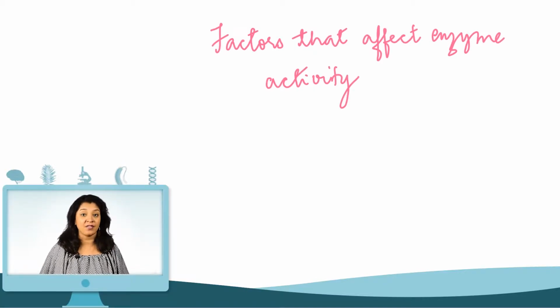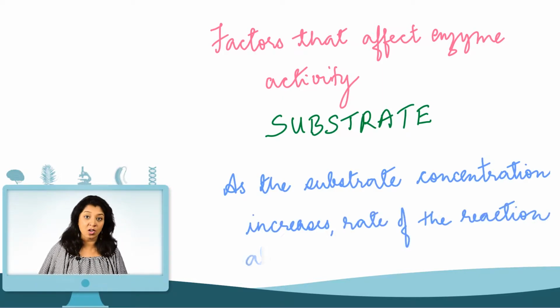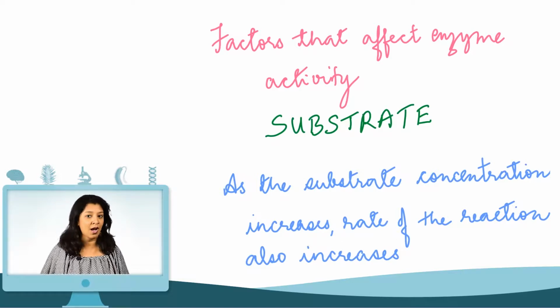One of the factors that affect enzyme activity is the substrate concentration. When the substrate concentration is low, then the rate of the reaction is very slow. But as the substrate concentration increases, the rate of the reaction also increases and the products are formed at a much faster rate. Now, how do we know this? Well, we have run experiments and we've seen this happen.